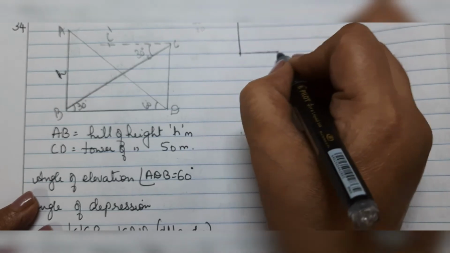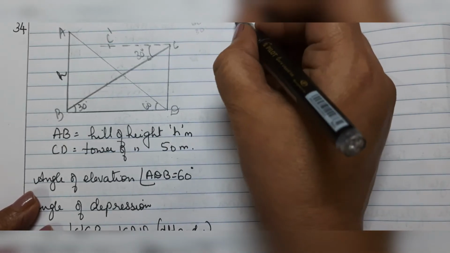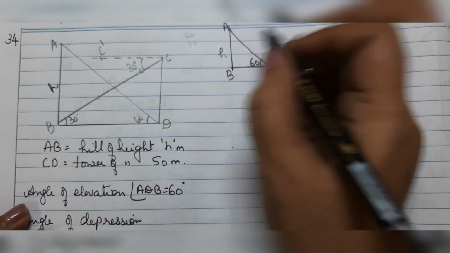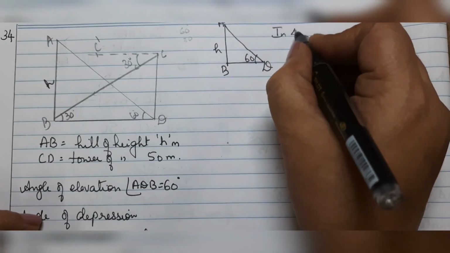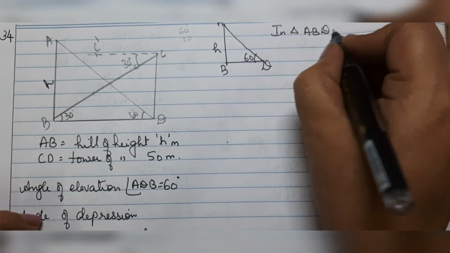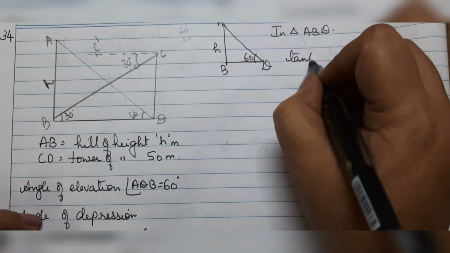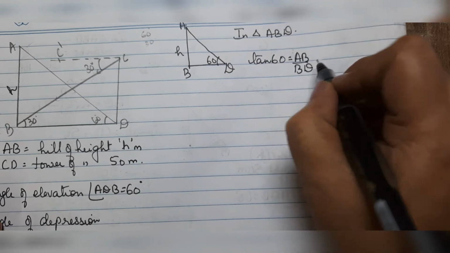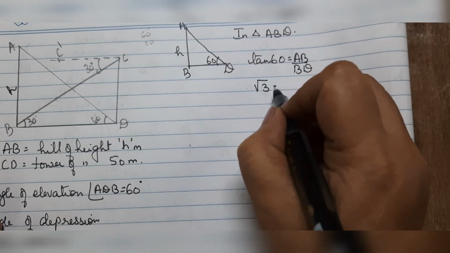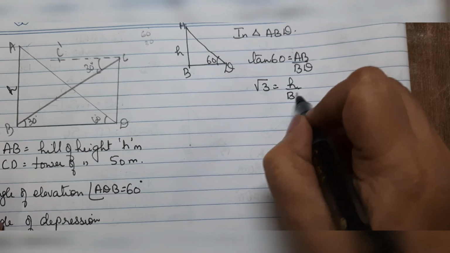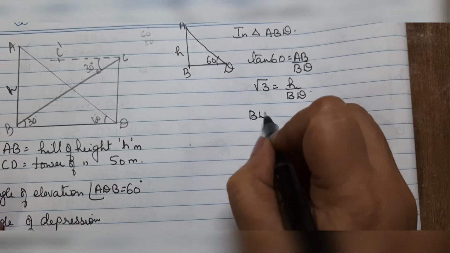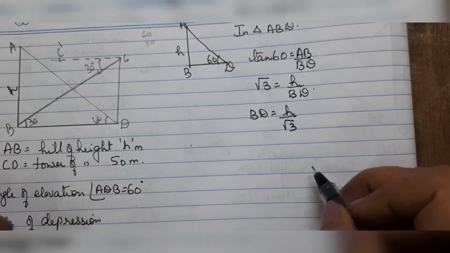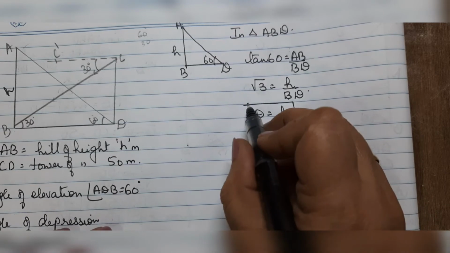First triangle, I will pull out, say A, B and D. This is 60 degree, this is height. So mention here in triangle ABD, tan 60 equal to opposite AB by adjacent BD. So this is root 3. AB we have taken as h, BD. BD will be h divided by root 3. Make this as equation 1.